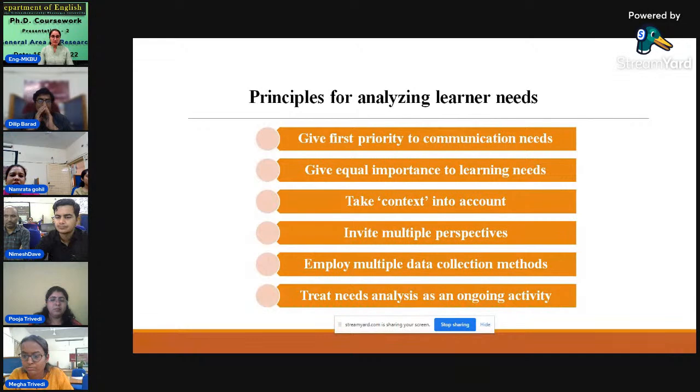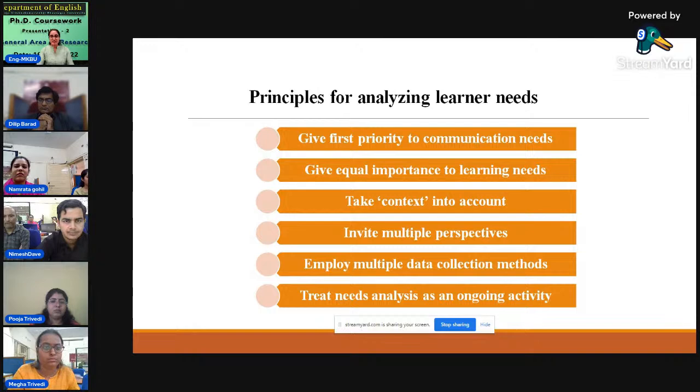There are various principles when we analyze the learners' needs. In that, we have to give priority first to the communicative needs of the learners. Also, the context of using language should be in focus while designing the course. And also, we can mention that need analysis should be done at regular intervals to update the syllabus or the course in general.